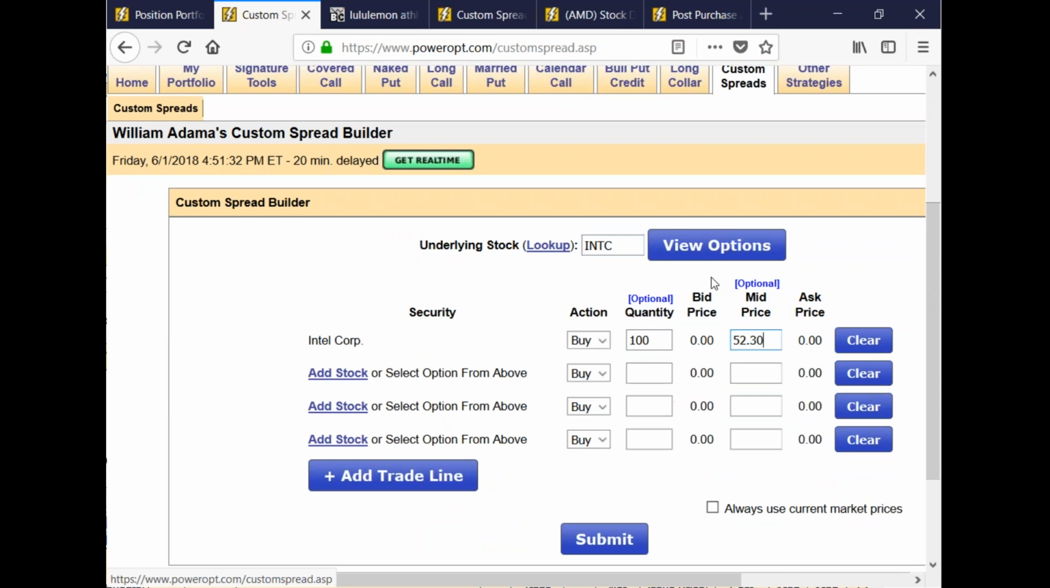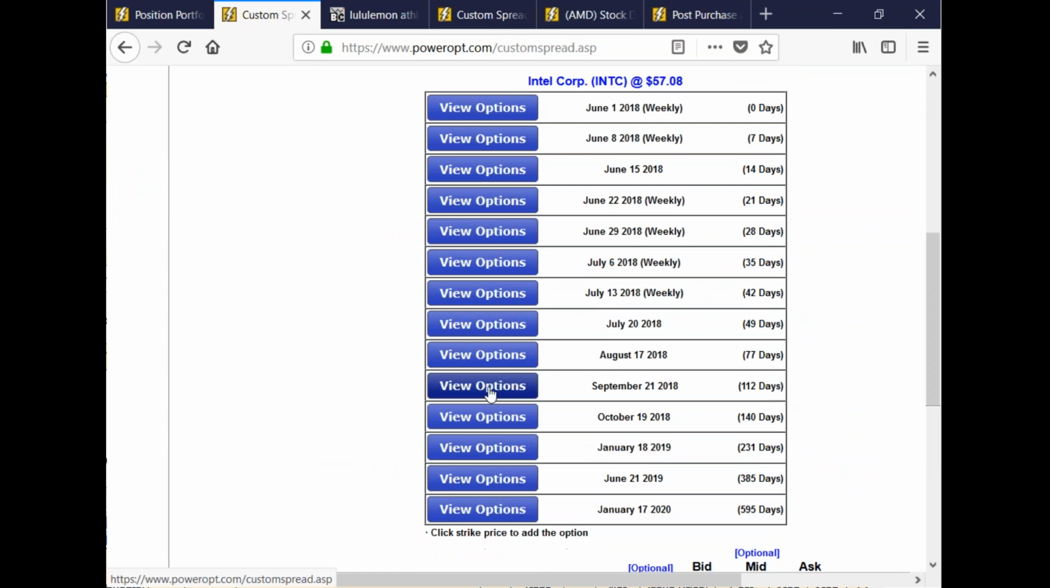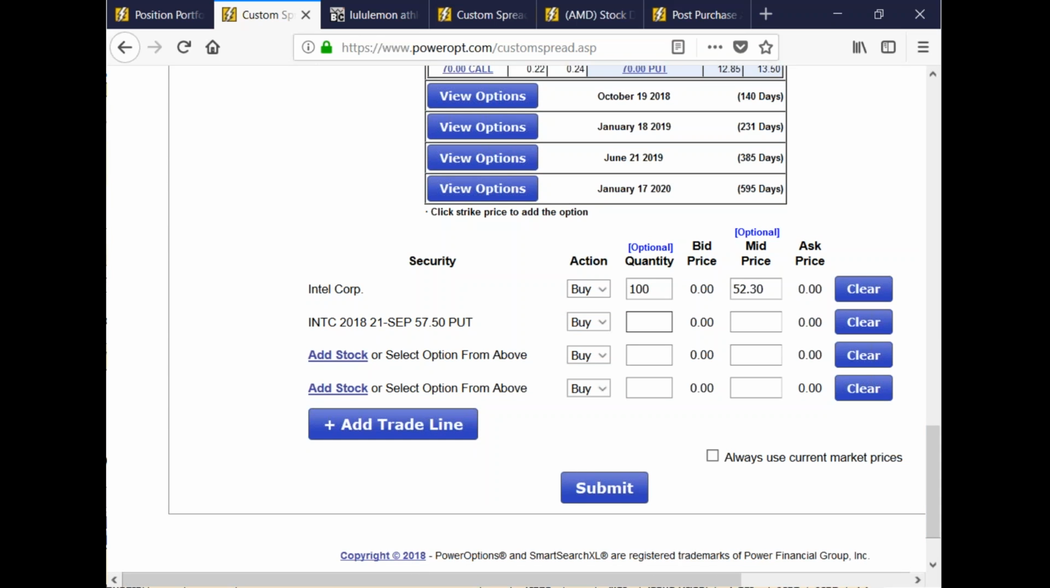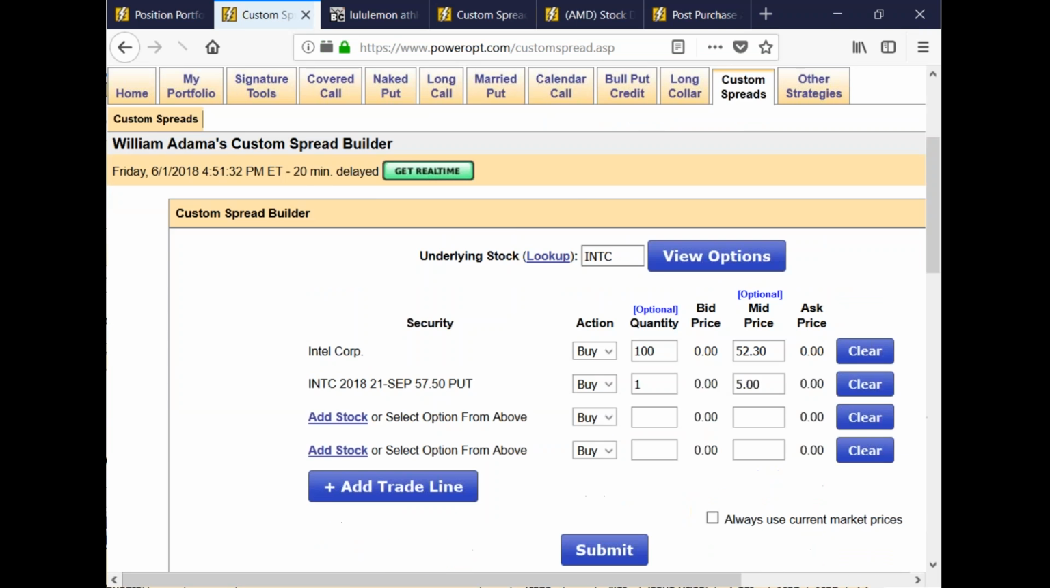And you have a 57.5 put, but I forget where it is. I can't remember what month. I'm going to do September. And we're going to put that in at, let's say, $5. I don't know what price you got it at. Let's see, is that a good risk for us?